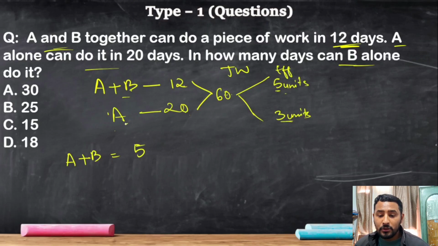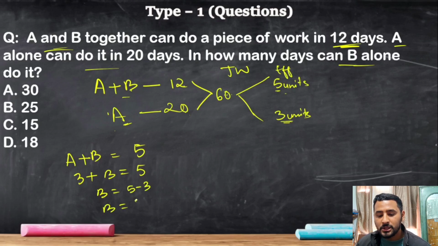Now see, we already know the efficiency of A. It is 3 units. So just put the value of A, 3 units, into the 5. So B will be how much? Just take this 3 to the other side. It will be 5 minus 3. So B will be how much? 2. So 2 units of work. B is doing 2 units of work alone.